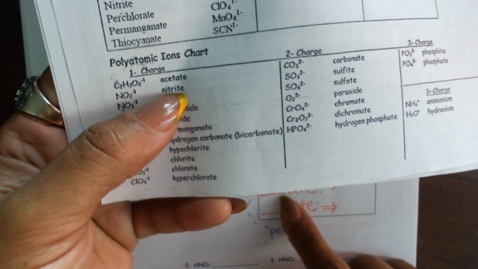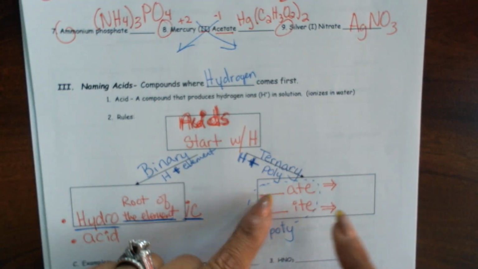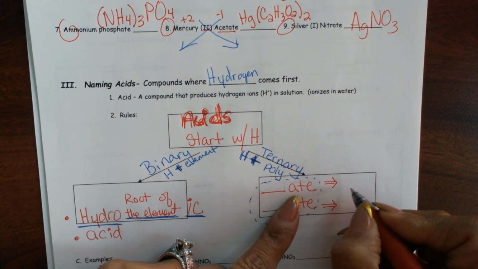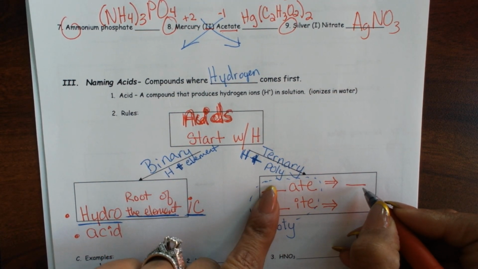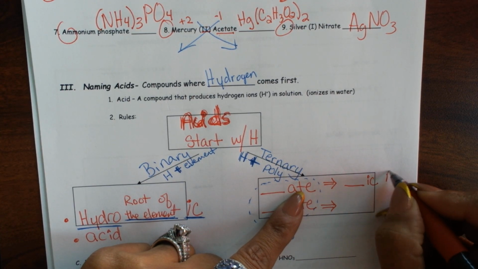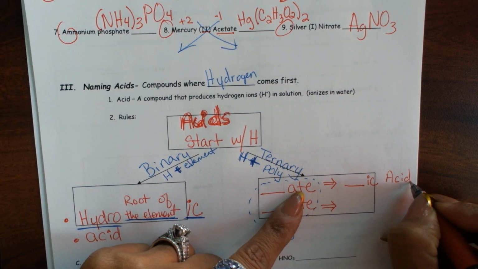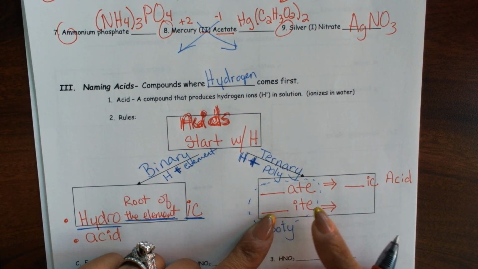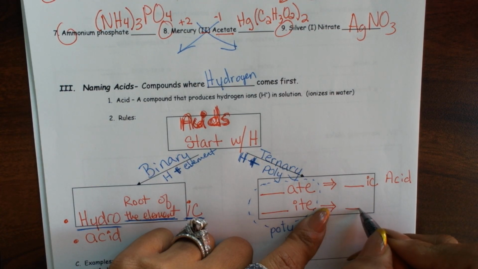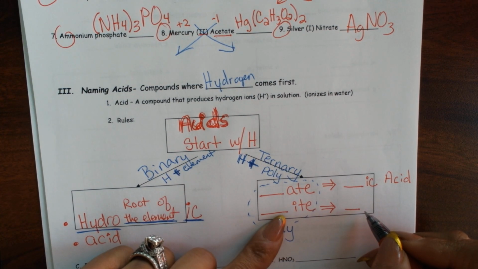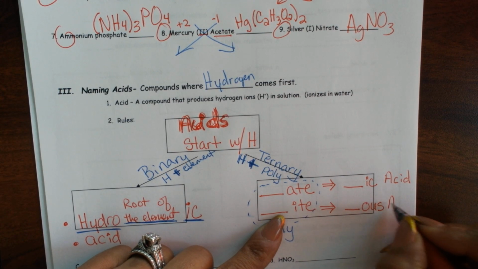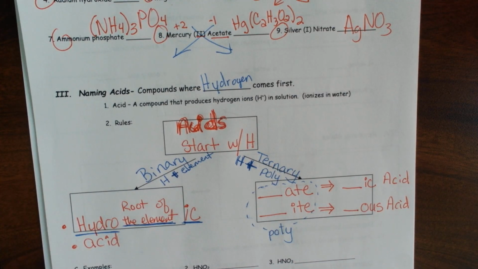Now, okay, so we change the poly, and when we change the poly, we're going to leave the first part of the name as is, and the ate becomes an ic. And then you name acid afterwards. If this poly ends in an ite, we leave the first part of the poly alone. We change the ite to an ous, and then you name acid at the end.